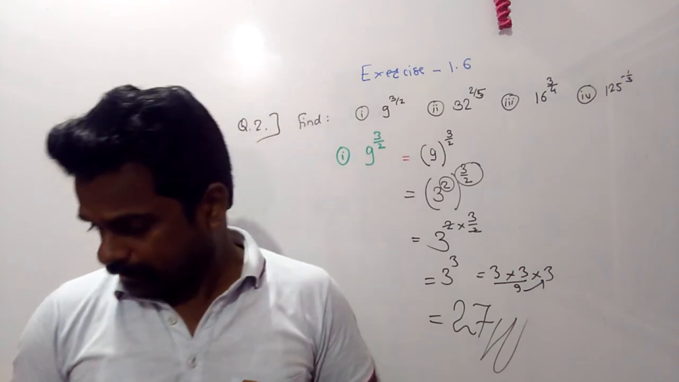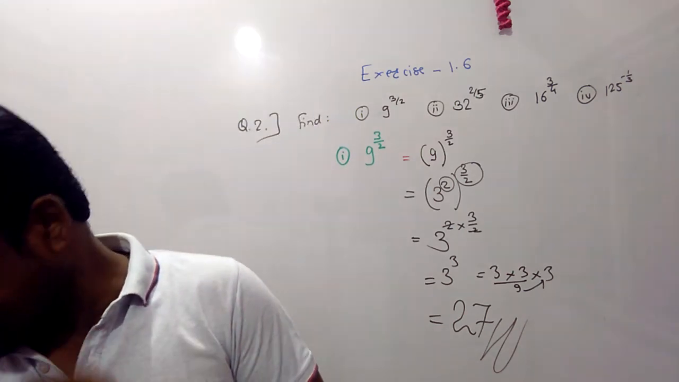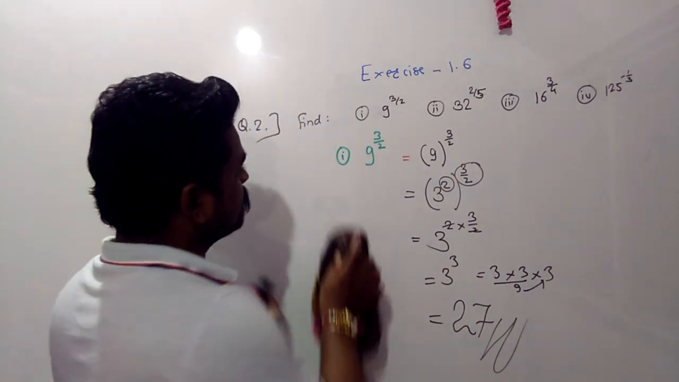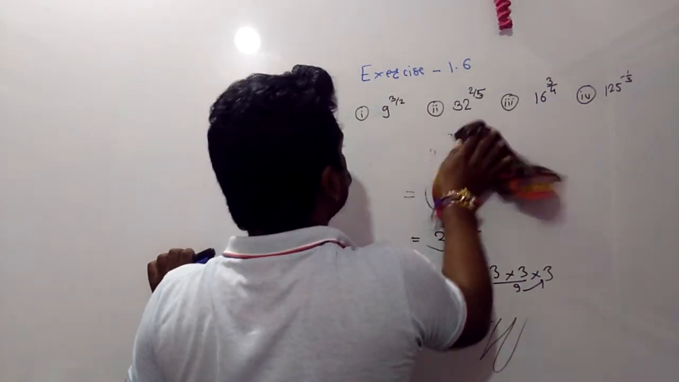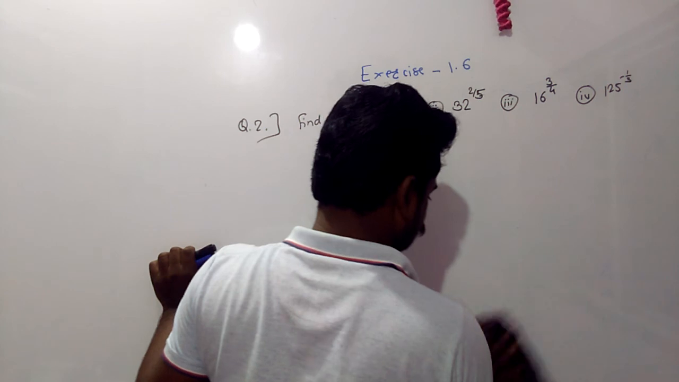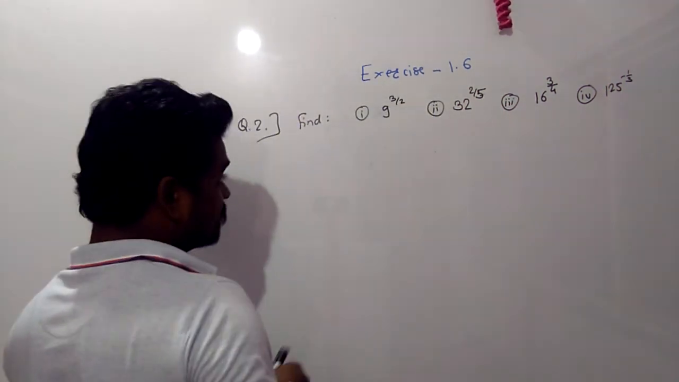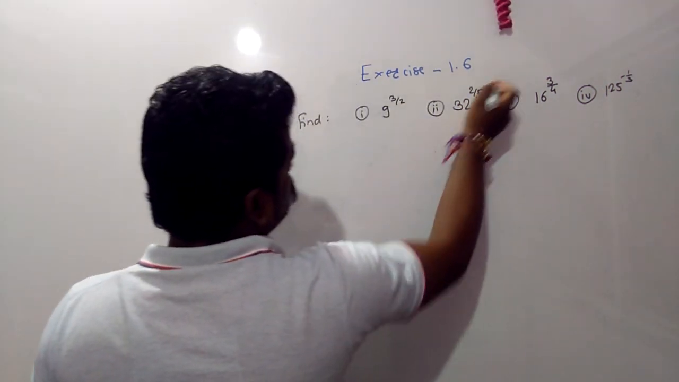Okay, fine, no problem. Now let's move towards the next question. What is the next question? See, the next question is like this: 32 raised to 2 by 5.